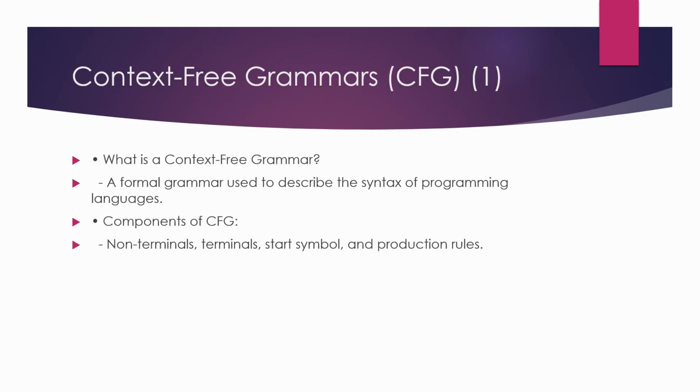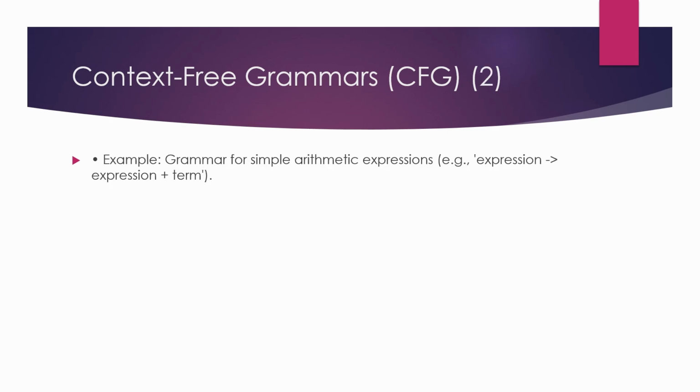Moving to context-free grammars. A context-free grammar is a formal grammar used to describe the syntax of programming languages. It consists of non-terminals, terminals, a start symbol, and production rules that define how strings are generated. An example of a context-free grammar is one that defines simple arithmetic expressions such as expression assigned expression plus term. These grammars are essential for the syntax analysis phase in compilers.